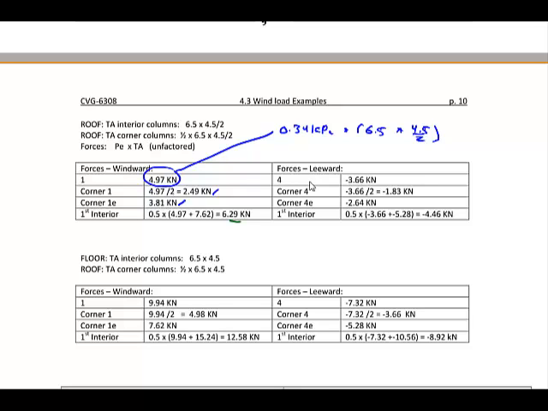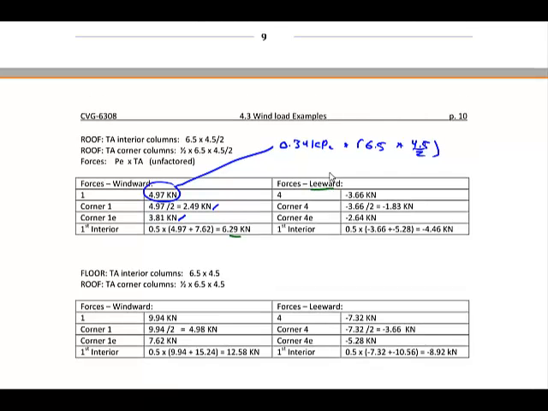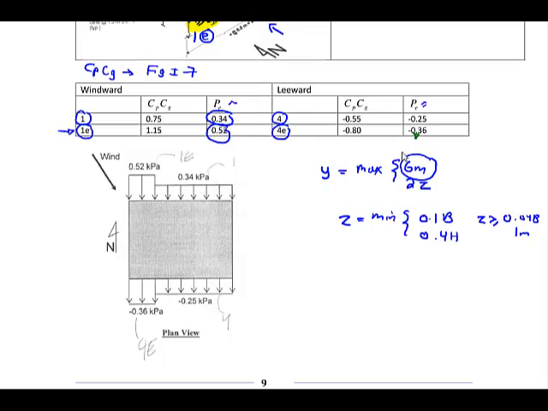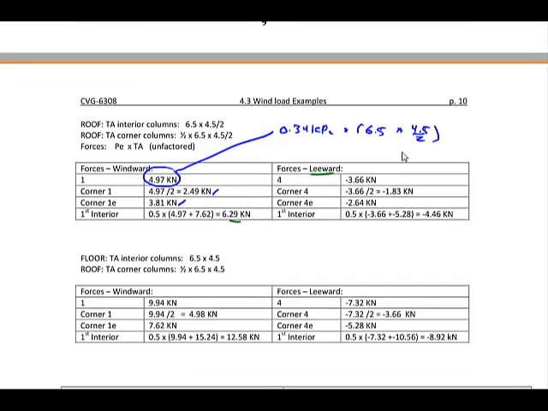So that's for the windward side. For the leeward side, it's the exact same thing, except I use the leeward pressures over here. Okay, so this is for the roof.